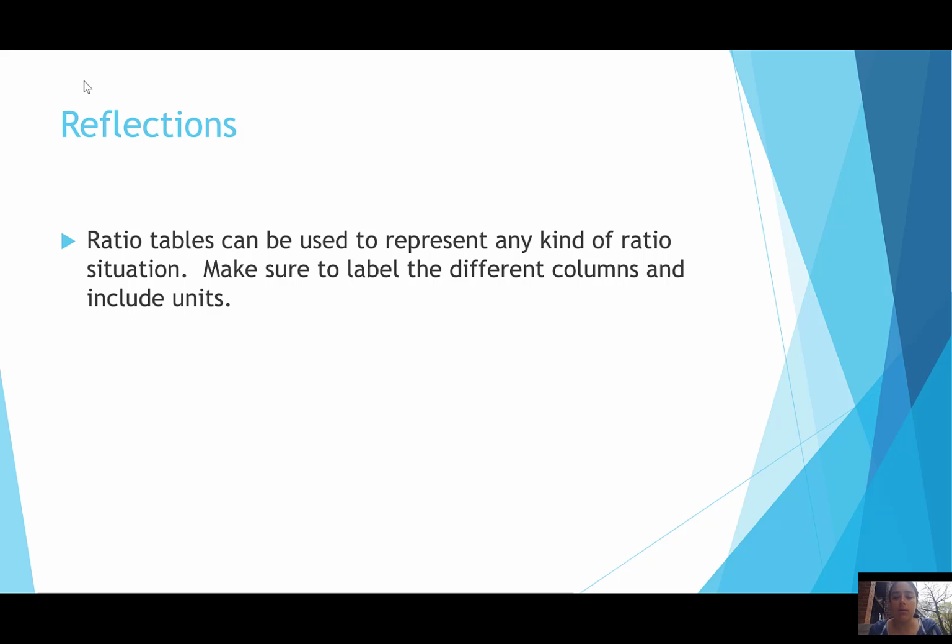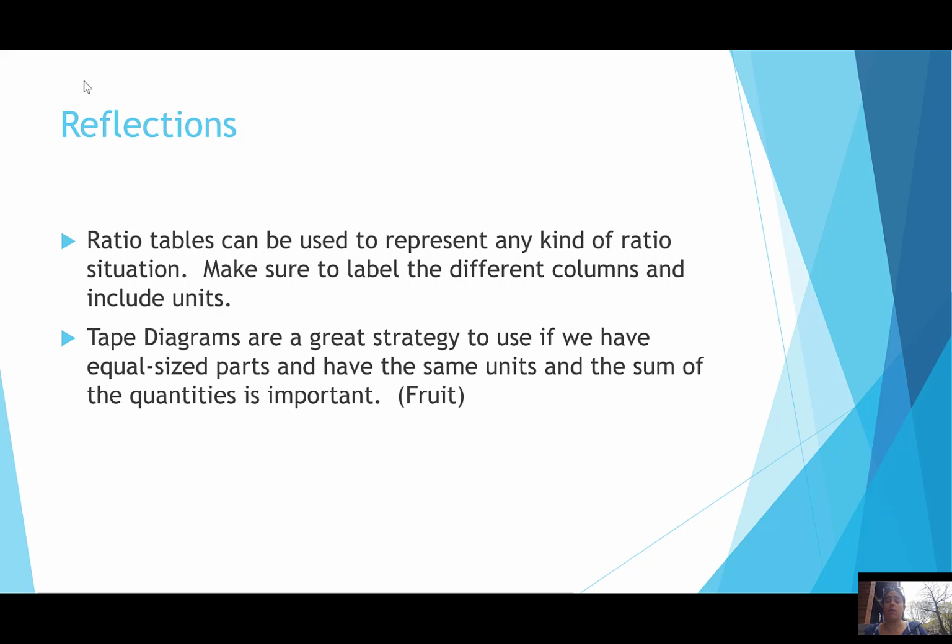Ratio tables can be used to represent any kind of ratio situation. Make sure to label the different columns and include the units. So the units here were pieces of fruits. The columns were the different types of fruits: raspberries, strawberries, grapes, blueberries. Tape diagrams are a great strategy to use if we have equal sized parts and have the same units, and the sum of the quantities is important. So here the sum was important.